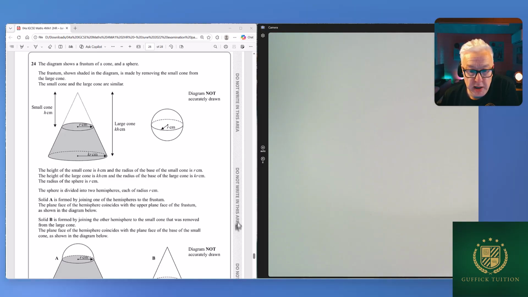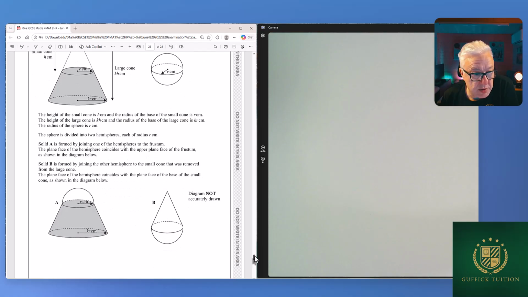below. Okay, so let's just go down to it. There it is. Solid B is formed by joining the other hemisphere to the small cone that was removed from the large cone. The plane face of the hemisphere coincides with the plane face of the base of the small cone as shown in the diagram below.